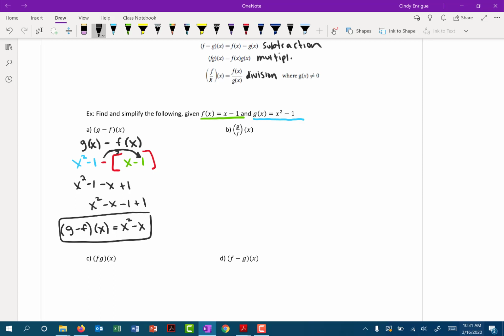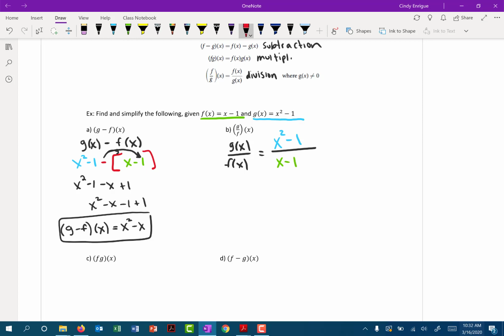For part B, I have g being divided by f. So it's just a division problem. So up on top, I have my g function. Down at the bottom, I have my f function. So I'm just going to write it accordingly. Up on top, my g function, I still have x squared minus 1. That hasn't changed at all. And down at the bottom, my f function, that's the x minus the 1.